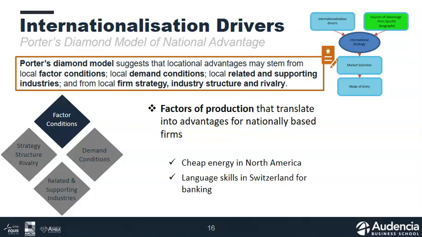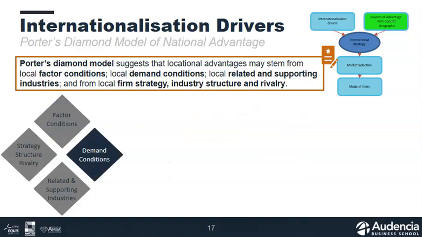So the first potential advantage you get from your home country could be that it provides you with specific factors of production that are advantageous over your competitors. And I've already mentioned the ones for mountain plantations and coffee. The second would be demand conditions.